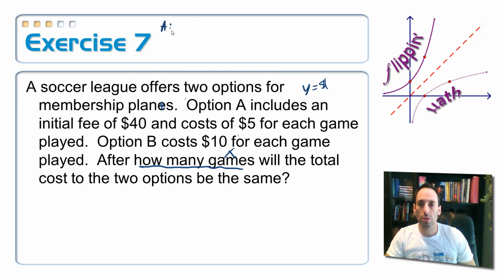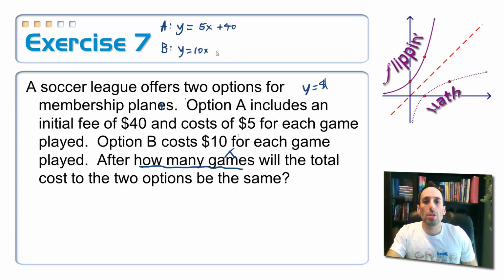So for option A, I'll just write this up at the top. Option A, the amount of money that I'm going to pay, well, each game is $5 each. So $5 times each game played, so 5x. But I have a startup fee of $40, so I'm going to add 40. So even if I don't play any games, I still have to pay 40 bucks. Okay. Option B, there's no startup fee, it's just that each game is 10 bucks. So 10 times x.